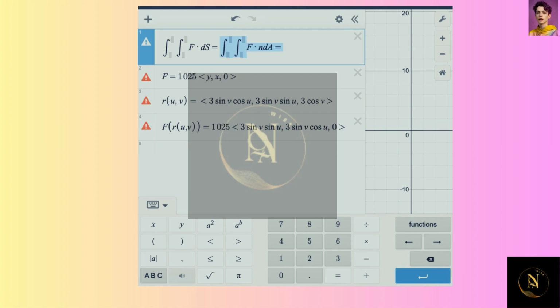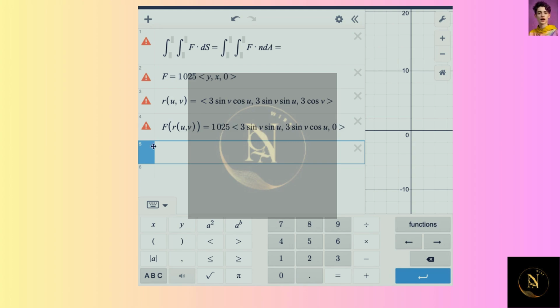So instead, what we'll do is find the unit normal vector. So we'll have to take the cross product of R_U, the partial derivative with respect to U, and cross that with the partial derivative of R with respect to V. When we do that, we note that the partial derivative of R with respect to U will be (-3 sine V sine U, 3 sine V cosine U, 0). And then the partial derivative of R with respect to V will be (3 cosine V cosine U, 3 cosine V sine U, and -3 sine V).